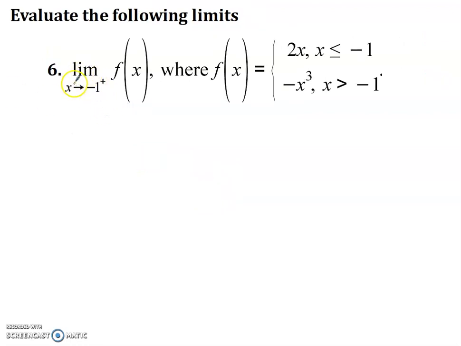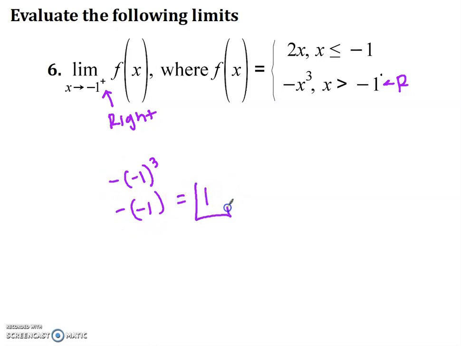Now for this next one, we want the limit as x approaches -1. That little plus sign means from the right. I can see this graph is split at -1, so I need to look at where it ends up on the right side. That would be using this bottom one, the greater than inequality. All I need to do is plug a -1 in. Remember you have to cube it first. -1 cubed is -1, and then we multiply it by that negative. So that is going to give us a limit of 1.